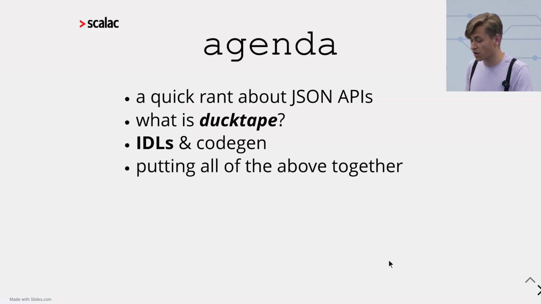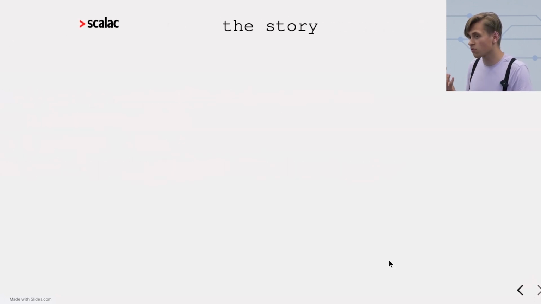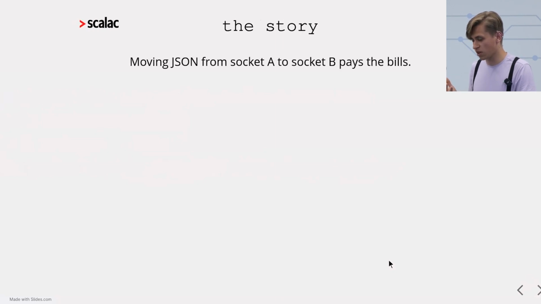So let's start with a story. The story is that moving JSON from socket A to socket B pays the bills like 60% of the time, at least for me. There's a really harsh truth for software development because there's a lot of cool work to do, but there's also not so cool work to do, like JSON APIs, right? But we all have to do it at some point in our lives. And then they're also really, really mundane to create and do.